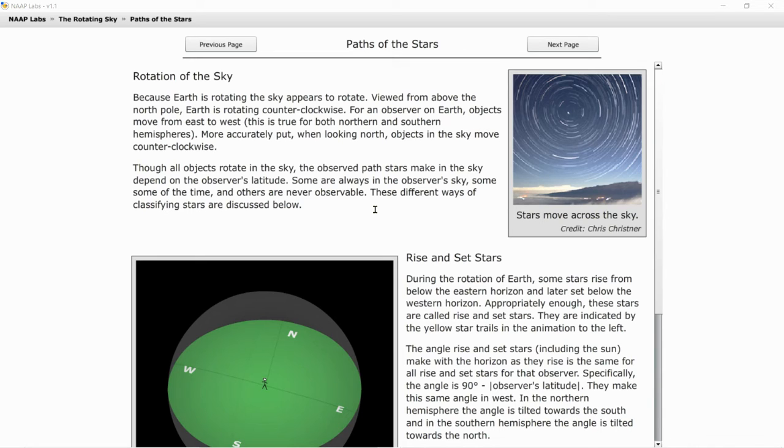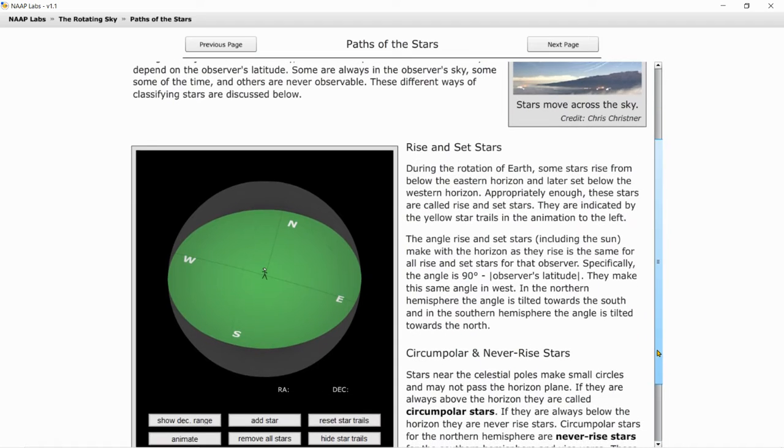It's always counterclockwise. Though all objects rotate in the sky, the observed path of stars made in the sky depends on the observer's latitude. Some are always in the observer's sky, some of the time, and others are never observable. These different ways of classifying stars are discussed below.